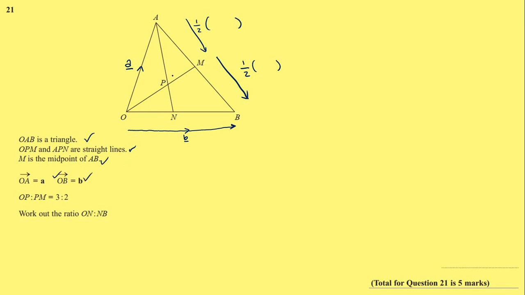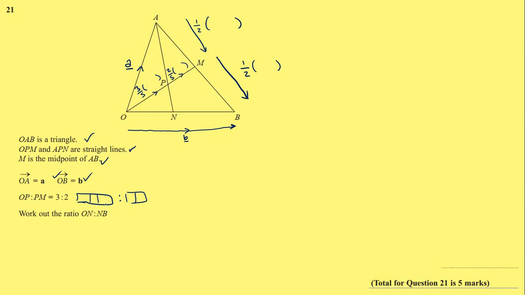O to P to M is 3 to 2. Now if we've got 3 to 2, we've got 3 chunks to 2 chunks. This would be 3 of 5 chunks, and this would be 2 of 5 chunks. So this here will be 3/5 of, and this will be 2/5 of. Okay? 3/5 plus 2/5 will be 5/5, which is the entire thing. So this is 3/5 of the line, and this is 2/5 of the line.